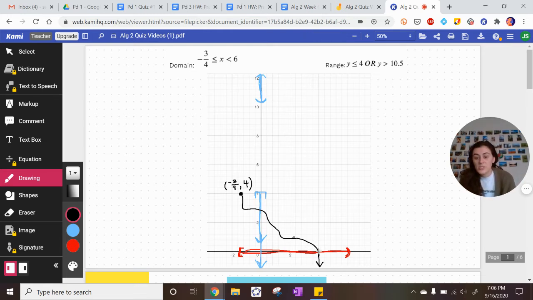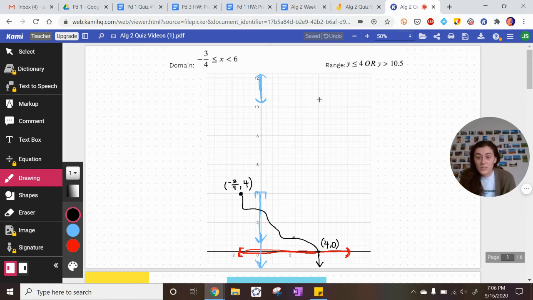So I'm just going to make a note right here. Here's another important point we've hit at 4, 0. Cool. So now I've covered this entire part of the range, and I've covered most of my domain. So now I'm going to go up here, and if you notice, 10.5 can't be included in our range. So I can't draw a point starting at 10.5.